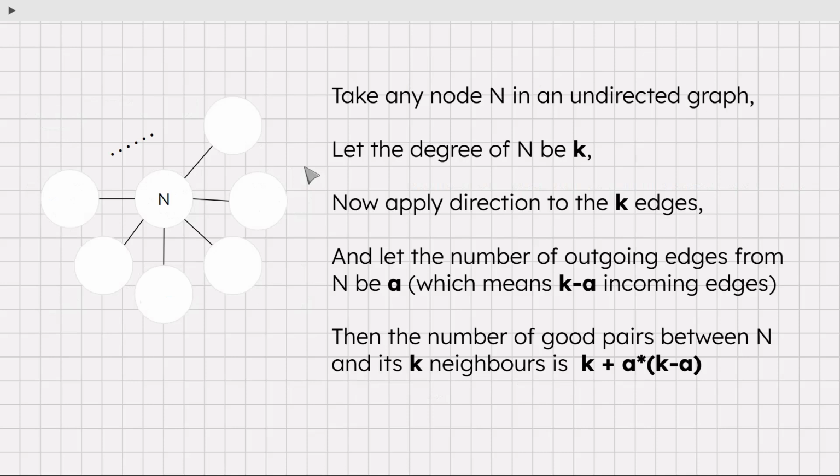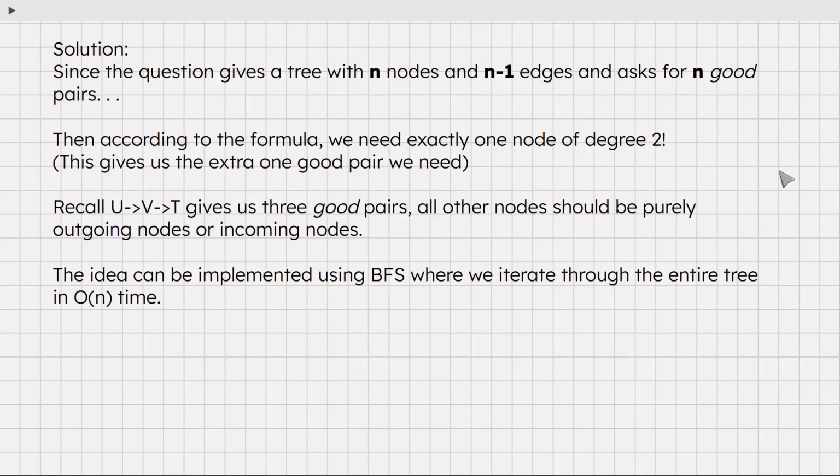Which means now we can take a look at the question itself now that we have some logic of what is going on. So, okay, back to the question. We have n nodes, n minus 1 edges, and it asks for n good pairs. So we need exactly one extra pair of good nodes. How can we manipulate the k and a? We can play around with these values a bit and see how they can yield us one extra good pair.